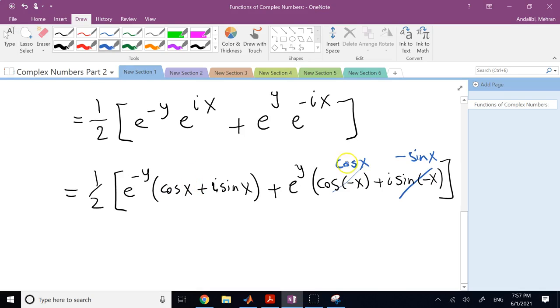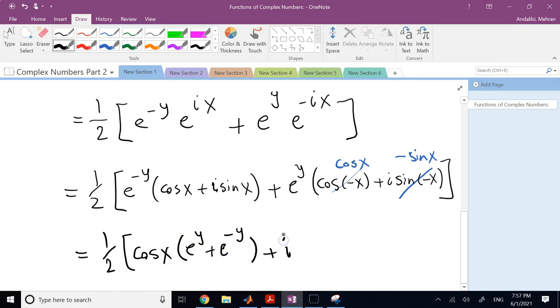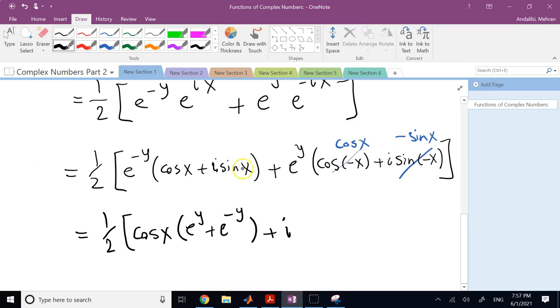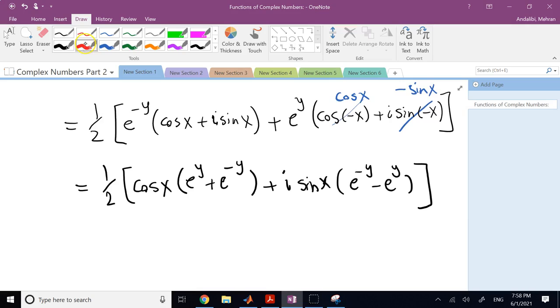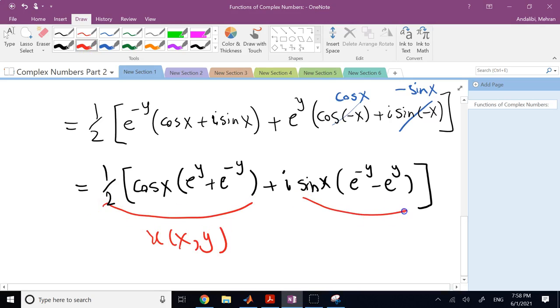So here, these two terms both share cosine. So you will get 1/2 cosine of x times e to the y plus e to the negative y, and then plus i times, these both share sine of x, and it is going to be e to the negative y minus e to the positive y. Okay, so now this is this function with 1/2. This is your u of x and y, and this guy here with 1/2 is v of x and y.